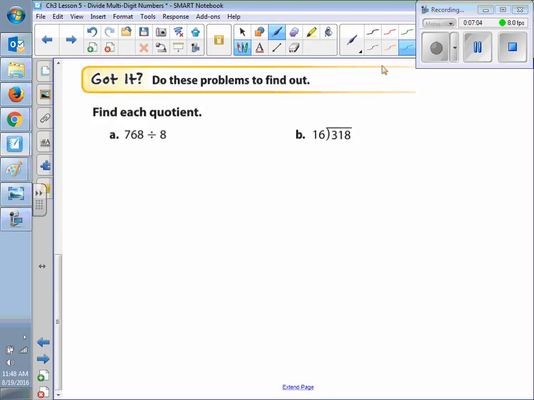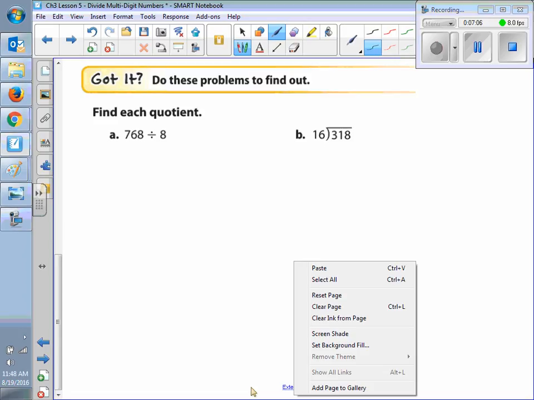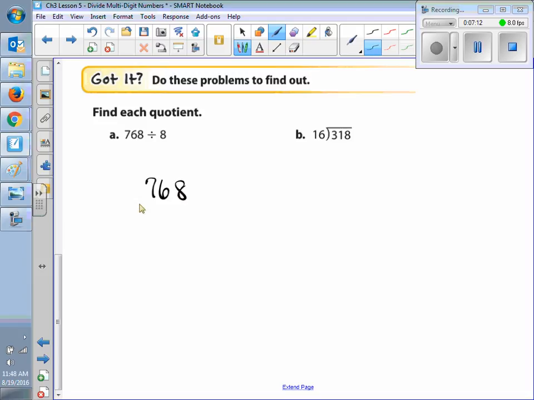All right, so for the first one, we're going to do example A and B. So we've got 768 divided by 8. Now, look at how I've written this problem. Okay? When I read A, it says 768 divided by 8. So that means 768 is the dividend because it's the one that's getting divided. When I say divided by 8, that means that one is the divisor. The divided by. That's the one that's doing the dividing.